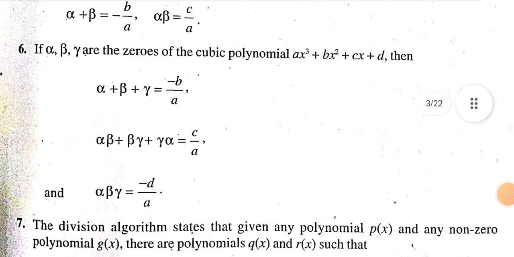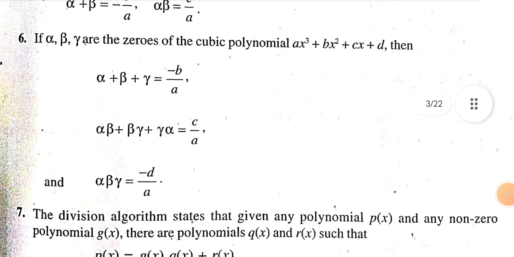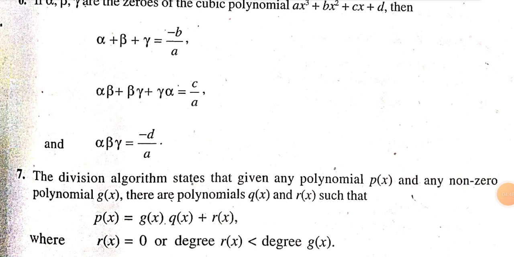6. If alpha, beta, gamma are the zeros of a cubic polynomial ax cube plus bx square plus cx plus d, then alpha plus beta plus gamma is equal to minus b by a, alpha beta plus beta gamma plus gamma alpha is equal to c by a, and alpha beta gamma is equal to minus d by a.